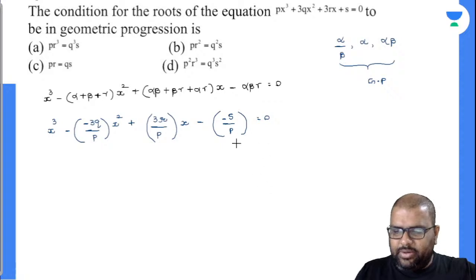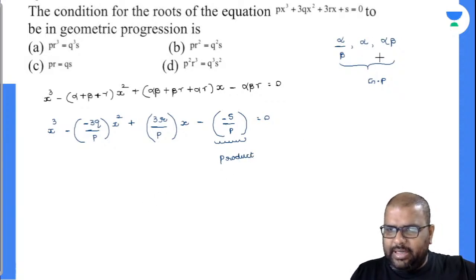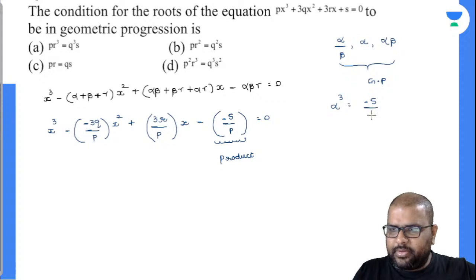So by this, these are my product of roots. So can I write down alpha by beta into alpha into beta? Beta will get cancelled. Alpha cube is equal to minus s by p. Now what will be my alpha value? Minus s by p whole to the power of 1 by 3.